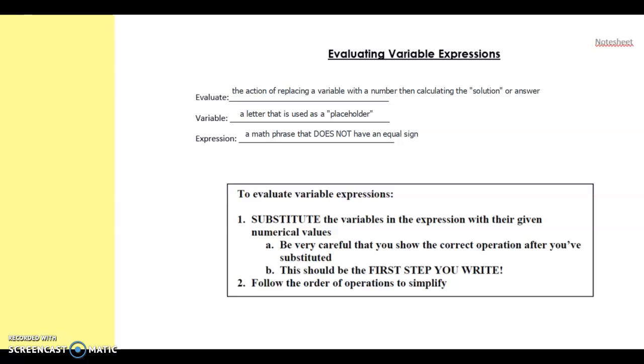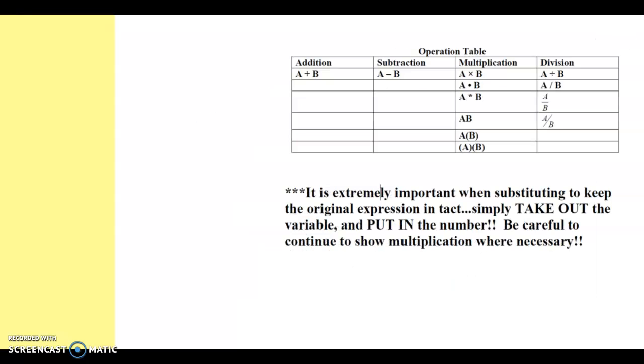So we are going to be replacing variables that we see in math phrases that do not have equal signs. To do that, we're going to substitute the variables in with the given numbers that were identified, and be careful that we keep the operations that are shown in that original problem. So let's take a look and refresh on how different operations are shown. So here's an operation table.